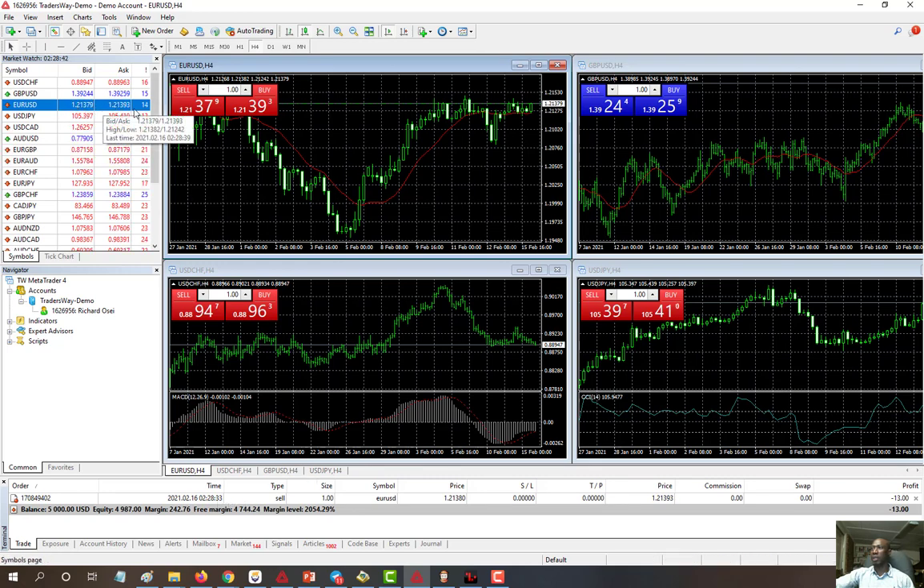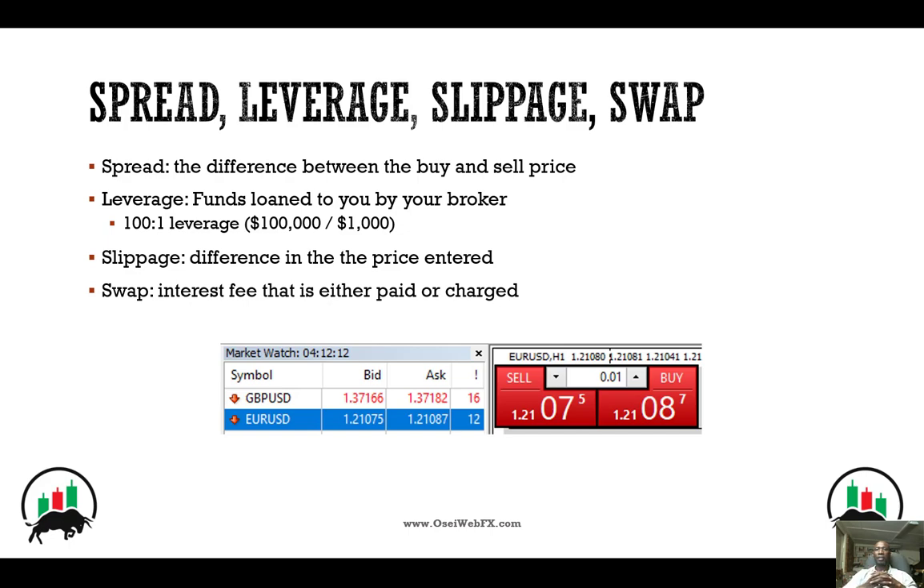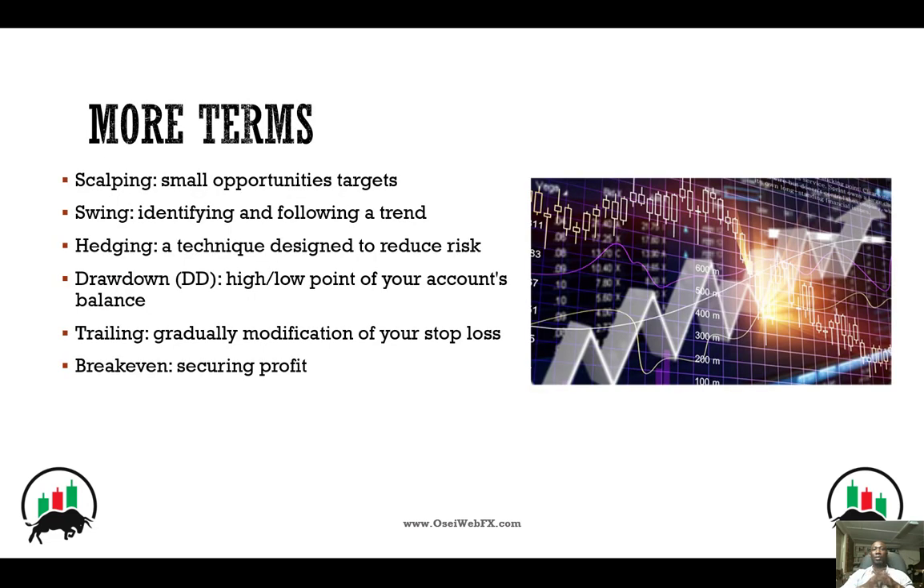Swap is an interest fee that is either paid or charged to your account at the end of each trading day. So if you have a trade that goes into the next day, you're either being charged or you're being paid. Scalping is best suited for those who can devote time to the market, stay focused, and act swiftly. It's quick and taking advantage of small opportunities in the market. These are quick buy and sell orders.